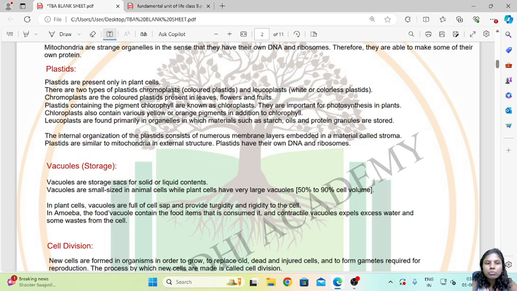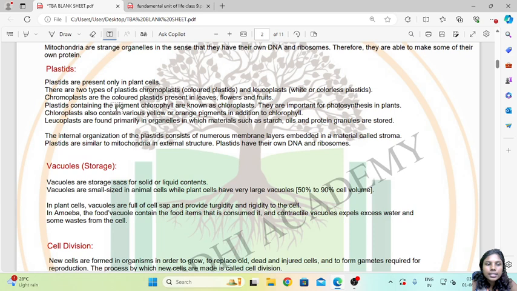Now there are two types of plastids: chromoplasts, that are the colored plastids, and the leucoplasts, that are either white or colorless plastids. So the chromoplasts are the colored plastids that are present in leaves, flowers and fruits. So the chromoplasts are the reason why these leaves, fruits and plants have color.